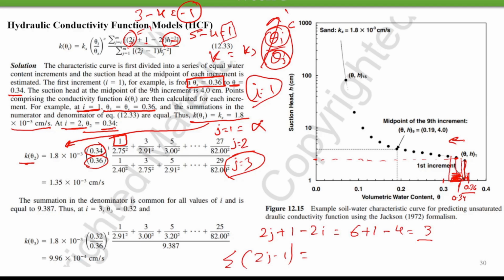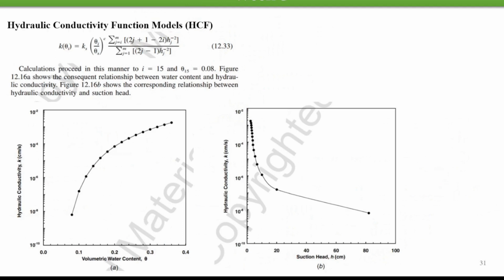So we can calculate this as: for j is equal to 1, it is 2 minus 1, so 1 upon 2.4 square; the first one 2.4, for the second one 2.75, third one 2.96, then 3, and at the end for the 15th iteration it's going to be 30 minus 1, 29, divided by the value for the 15th iteration, which is going to be around 80, or you can write 82 as per the book. So in this way the denominator is always equal, and we have calculated it as 9.387. If we perform this operation in a spreadsheet, it's going to be easier.